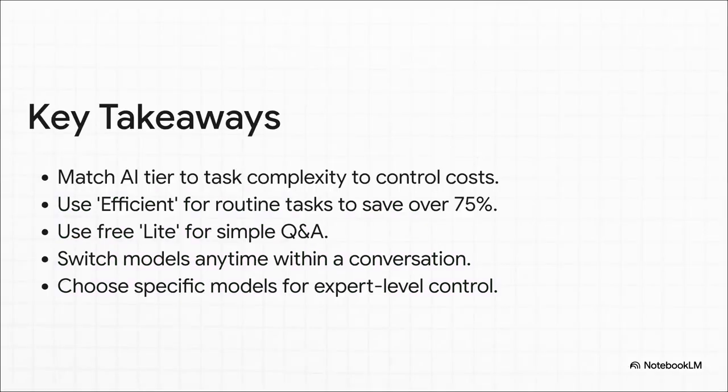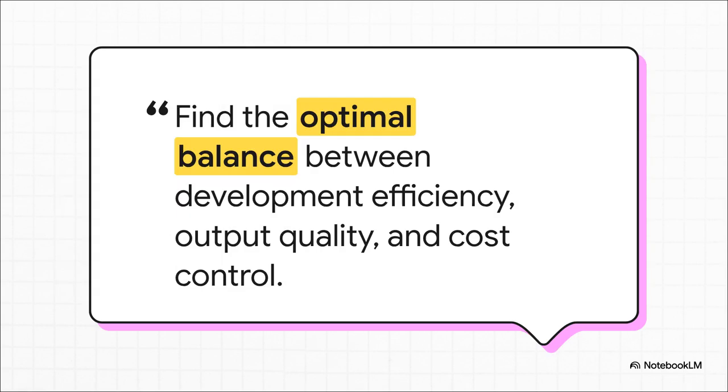All right, to wrap this all up, here are the key takeaways. First, always match the AI tier to your task's complexity. Second, make the efficient tier your default for daily work to get those massive savings. Third, don't forget about the free Lite tier for quick checks. And remember, you can switch these anytime, and you always have that manual transmission option to choose specific models for expert-level control.